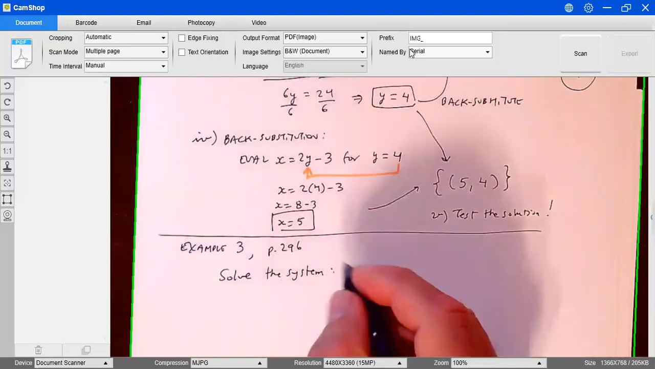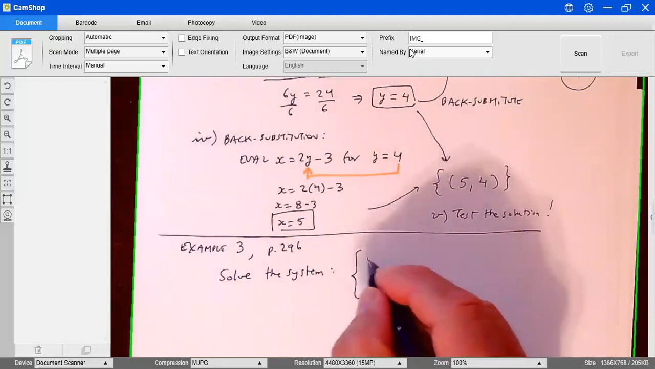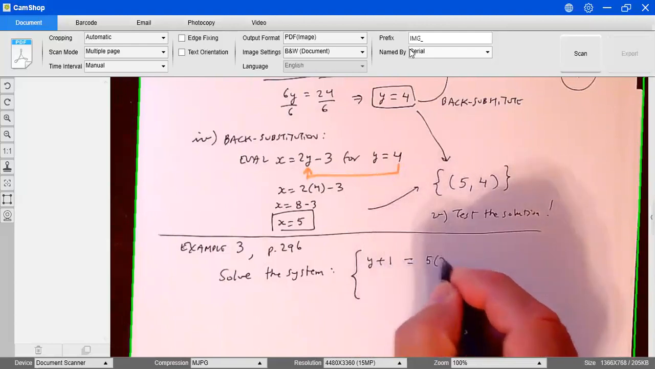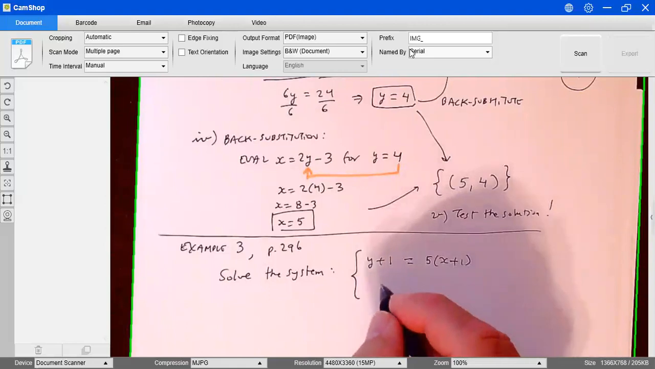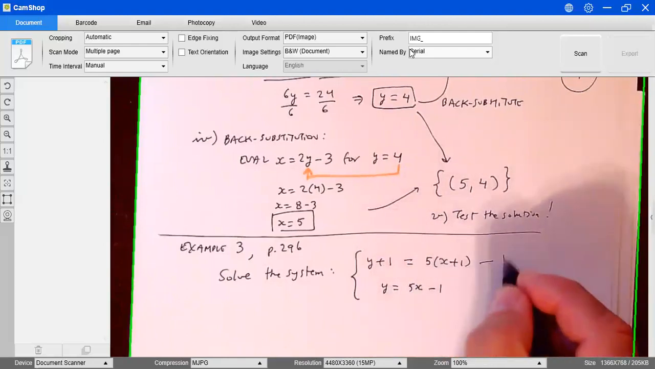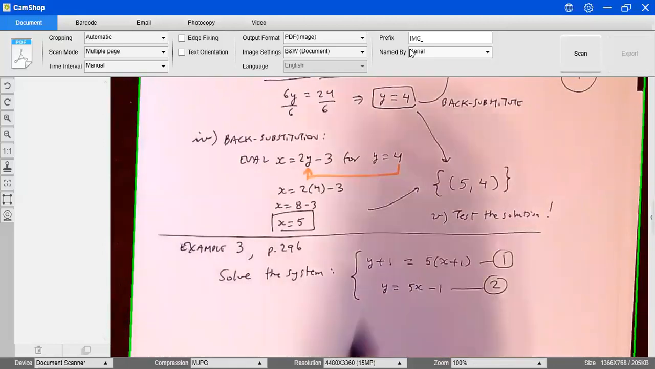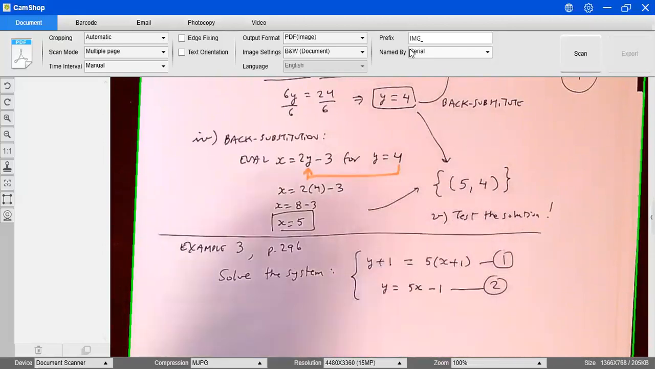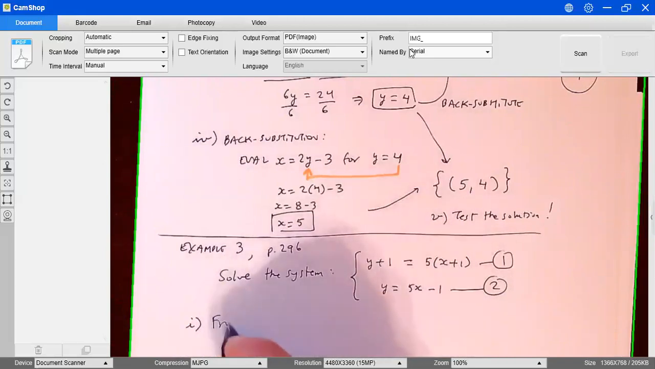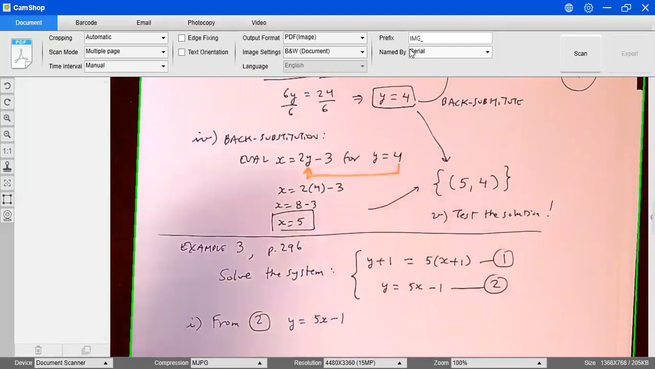Solve the system that has the following equations. So y plus 1 equals 5 times x plus 1. The other one is y equals 5x minus 1. So I have my equation 1, I have my equation 2. I'm looking for variables with coefficient 1. So I have coefficient 1 here and coefficient 1 here. But in the second case, I already have the equation solved for one of the variables. So my first step is just, from the second equation, I have y equals 5x minus 1.